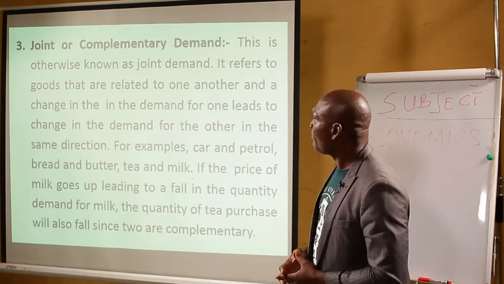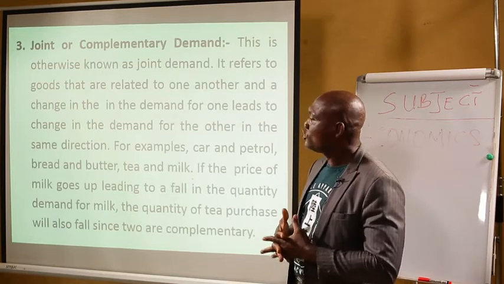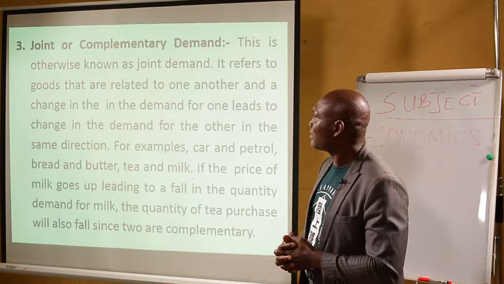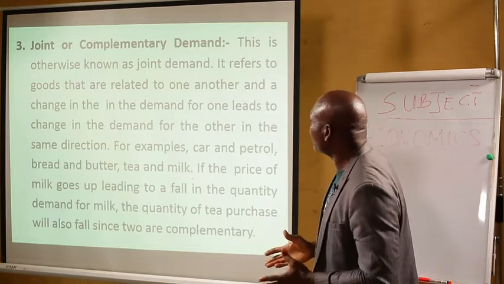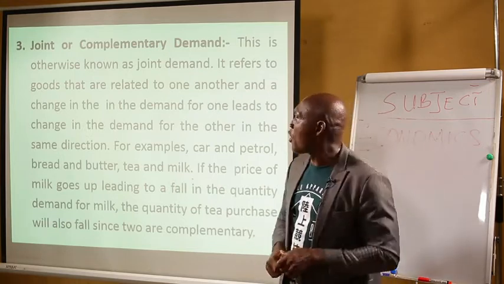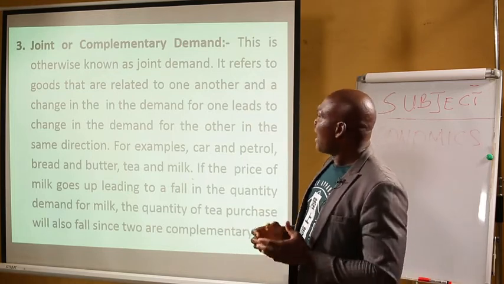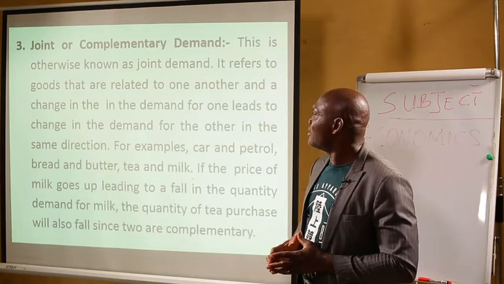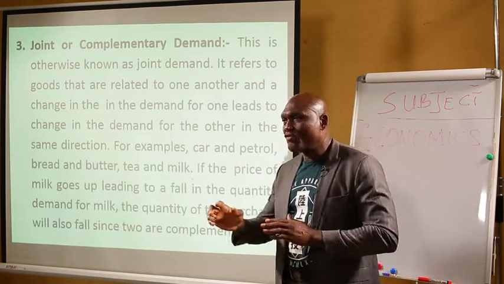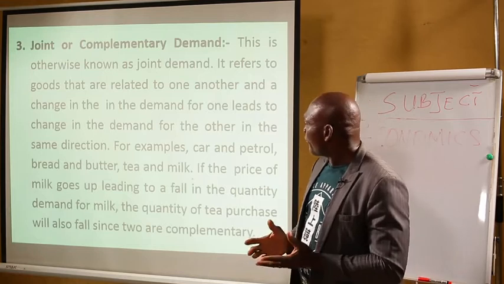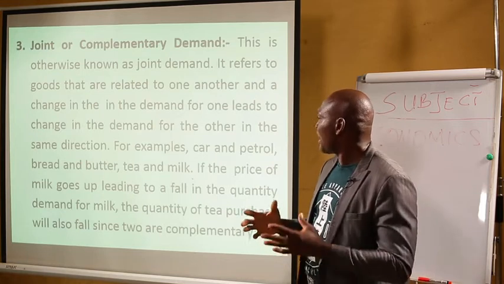Number 3, we look at joint or complementary demand. Just as the name implies, joint. This is otherwise known as joint demand. It refers to goods that are related to one another, and the change in the demand for one leads to a change in the demand for the other in the same direction. Both of them go in the same direction. For example, car and petrol, bread and butter, tea and milk.